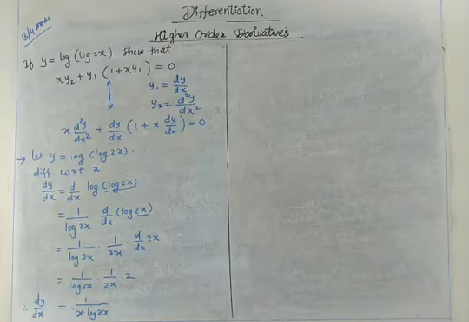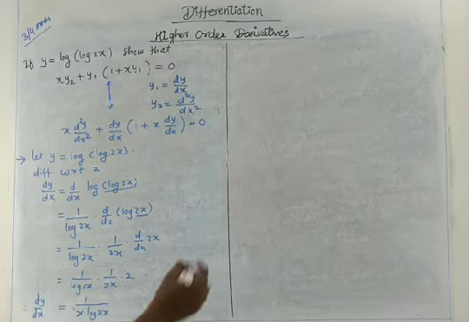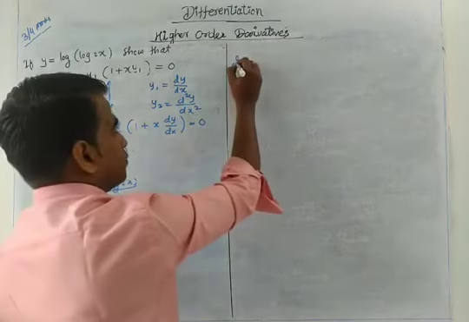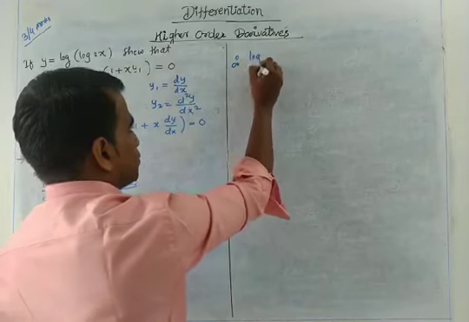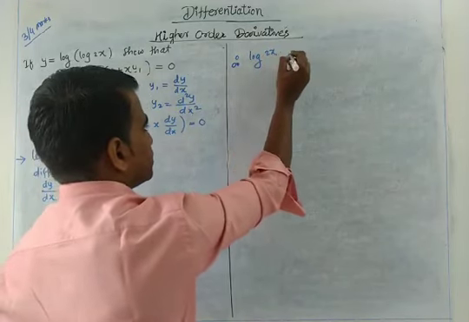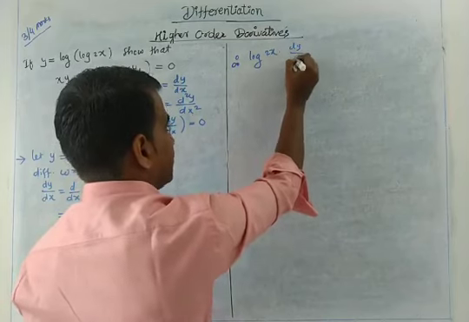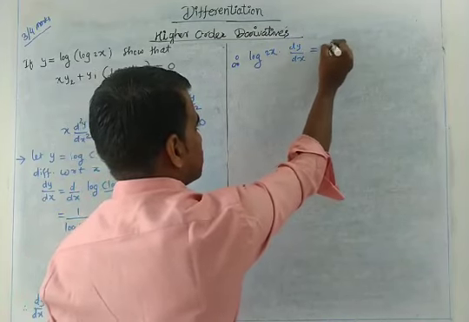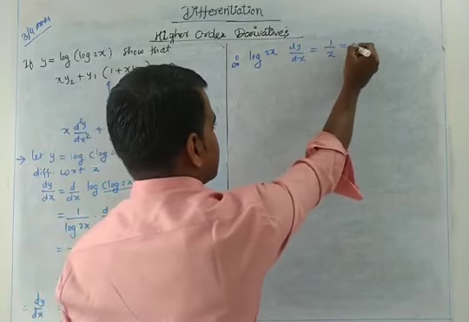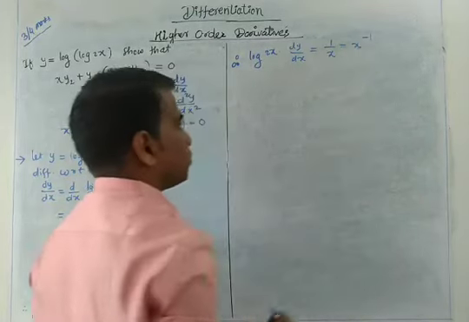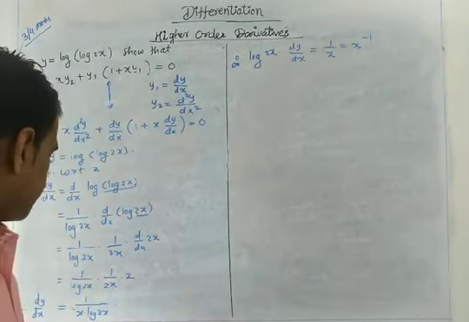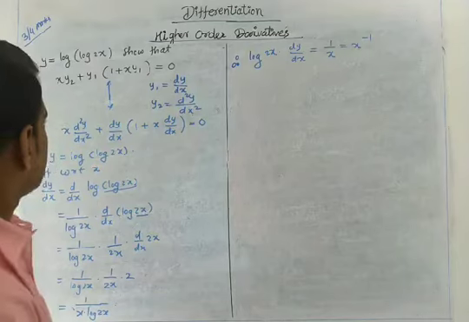Okay, I am simplifying this function. Therefore, log of 2x into dy by dx is equal to 1 upon x, that is x raised to minus 1. I am doing this little simplification to get a simple answer.